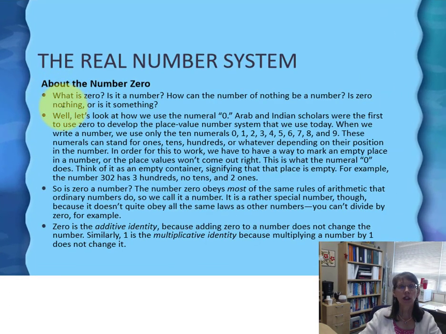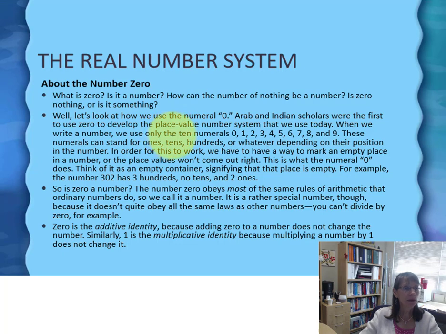Now here's a little information about the number 0. What is 0? Is 0 a number? How can the number of nothing be a number? Is 0 nothing, or is it something? Well, we already talked about a farmer having cows versus not having cows. Not having cows would be 0 cows. So if we look at the number 0 again, we know back in history, Arab and Indian scholars were the first to use 0 to develop the place value number system that we use today.